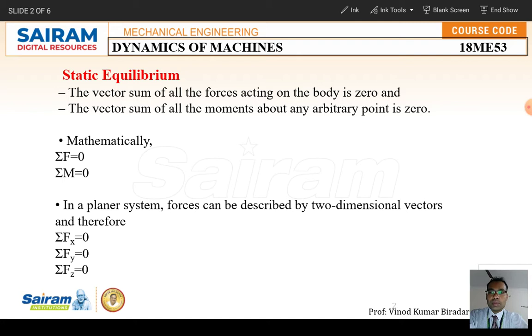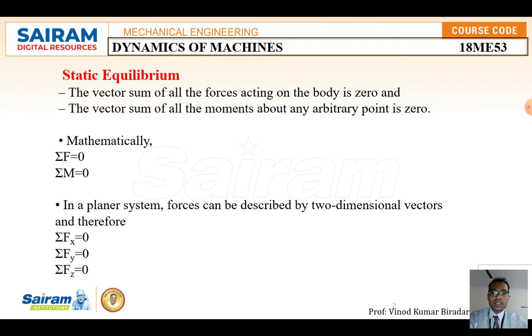So, static equilibrium. Take any mechanical device upon which two forces, or a number of forces, are acting on that particular component. When are we going to say that it is in static equilibrium? When the vector sum of all the forces acting on the body is zero. That means a number of forces acting on that element or device in different directions should add up to zero. Suppose three forces are acting on a particular component; while solving the problem, if you add those forces, it should be equal to zero. That is, F1 plus F2 plus F3 is equal to zero. This is the first condition.